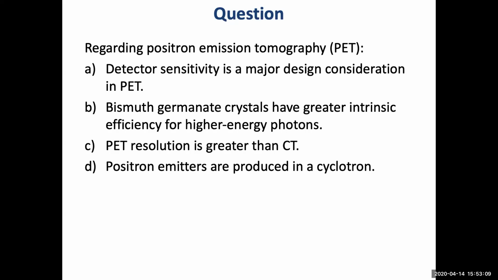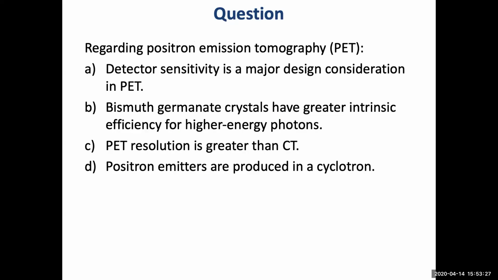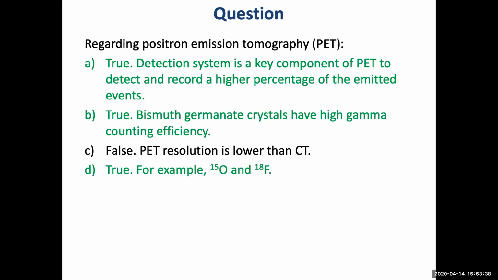So for sure, PET resolution is not greater than CT. CT resolution is much better than PET resolution. That's why we combine CT with PET to enhance the anatomical information of the PET image. Otherwise, all of them are true. Detector sensitivity is a major design consideration in PET, yes. The BGO crystal have greater intrinsic efficiency for high energy photons, yes. The positron emitters are produced in cyclotron, yes, like O15 and F18.